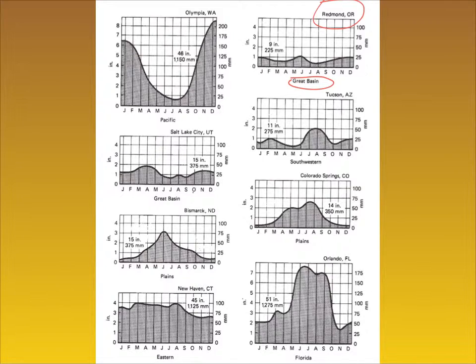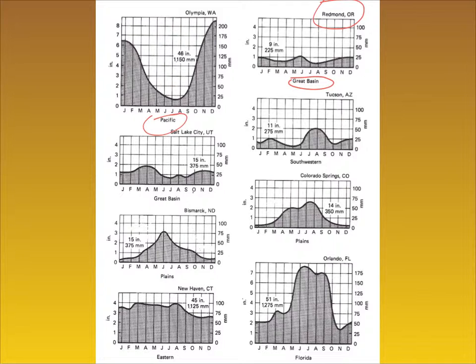So for Pacific type, here in the upper left-hand corner, we've got these huge amounts of precipitation, and again, these are on monthly time scales. So starting in January, ending in December. On the right hand, you've got the millimeters. On the left hand, you've got inches. And so you can see that Olympia, Washington has a huge amount of precipitation happening in the winter months, right?